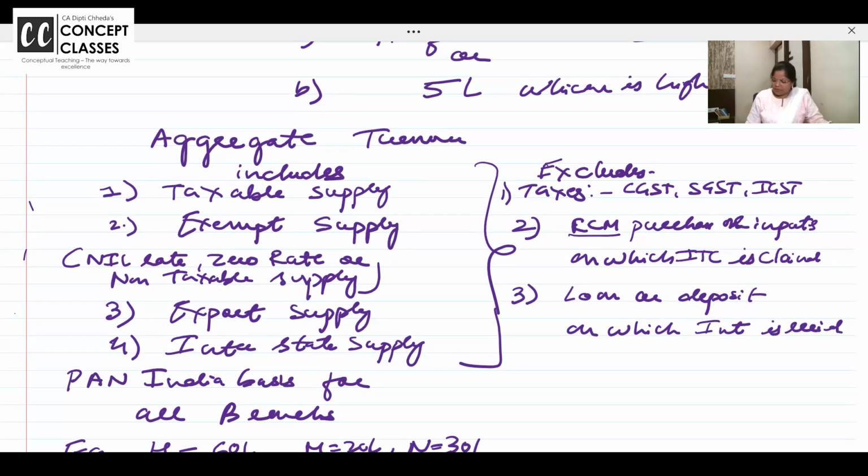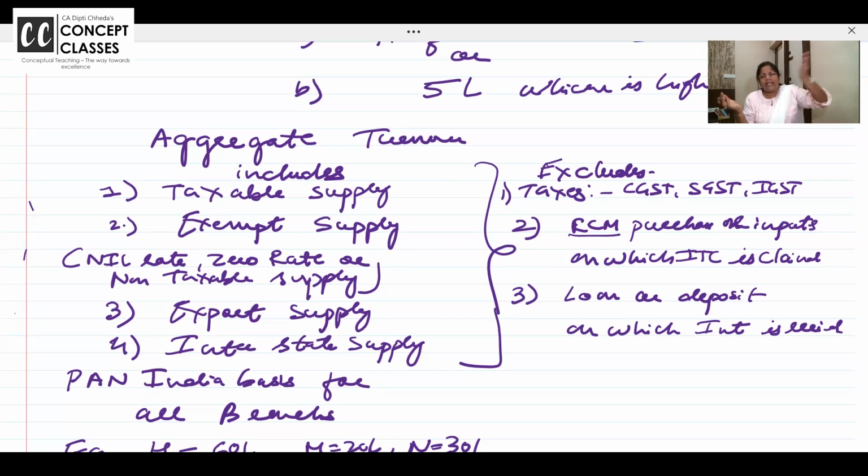Interest income or discount is not taxable in GST. So if I have given a loan or deposit to someone, frankly speaking, going by the legal definition, a loan or deposit is called an actionable claim. And actionable claims are not taxable in GST except lottery, betting, gambling.